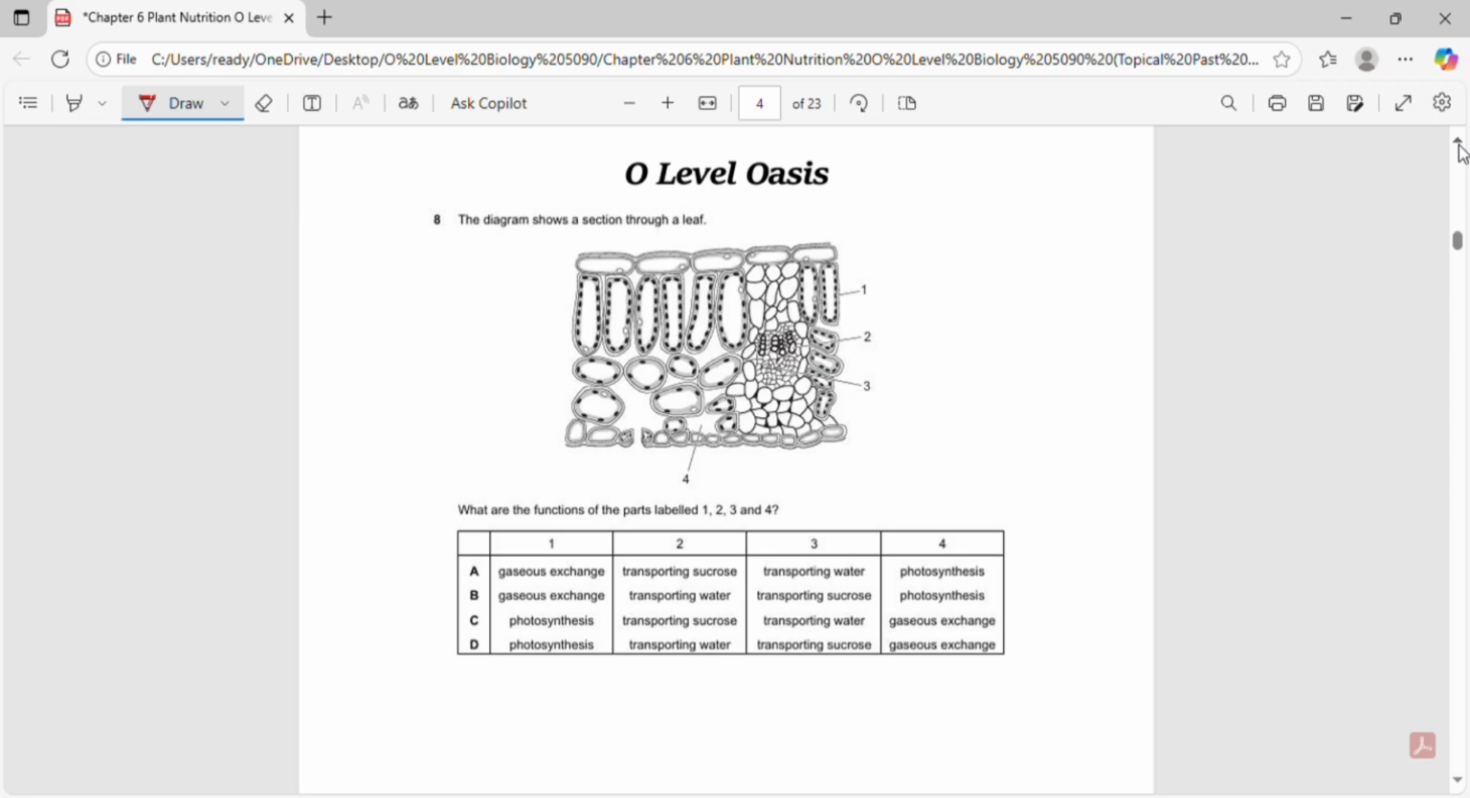Now, just below the question, there is a table showing 4 answer choices, A, B, C, and D. Each option gives a different combination of functions for the 4 labeled parts. Our job is to match each part to its correct function.